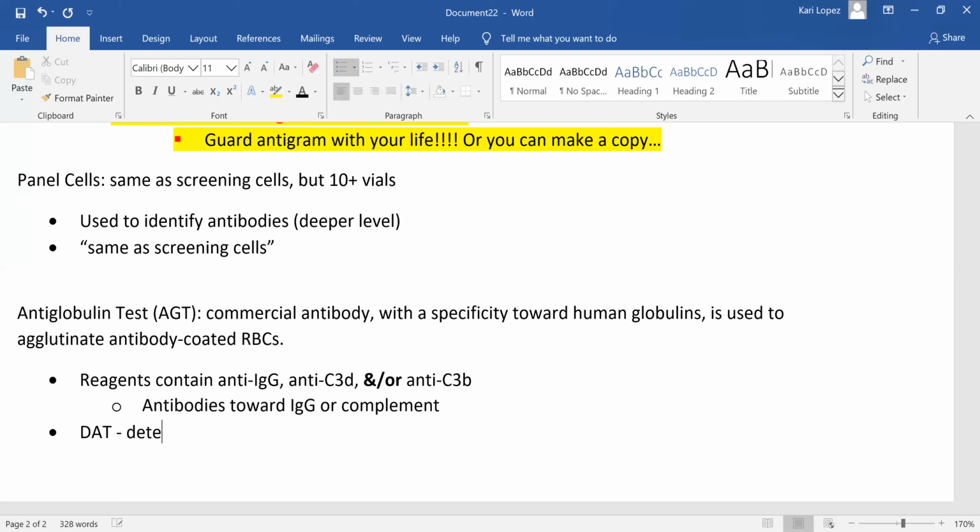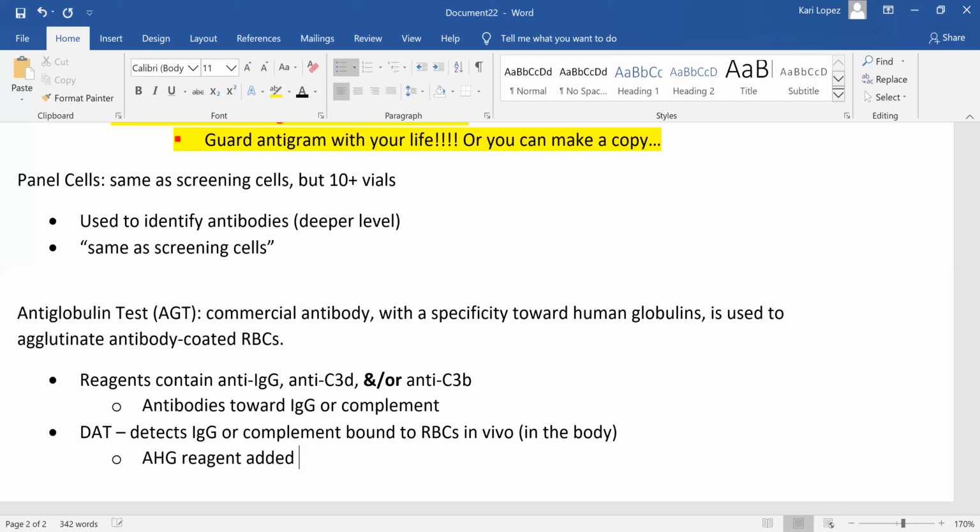So the DAT detects IgG, and what's our other one? Our complement, bound to red blood cells in vivo. It's going to be in the body. Then you have an AHG, which is anti-human globulin reagent, added after washing the red blood cells.